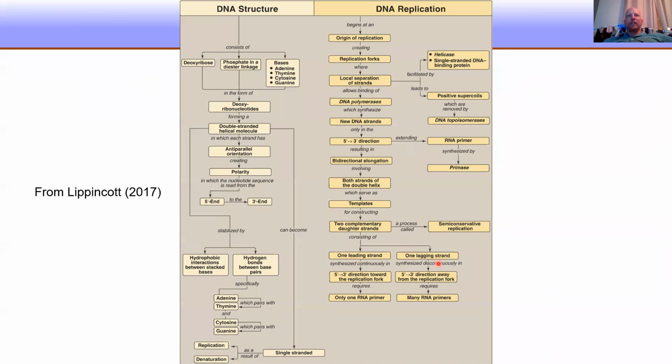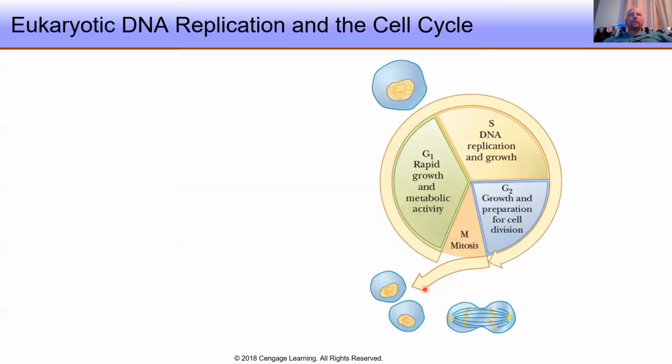We have a leading strand and a lagging strand, which is synthesized differently. The leading strand is synthesized continuously in the 5' to 3' direction. We only need 1 RNA primer for that. Whereas the lagging strand is made discontinuously in Okazaki fragments in the same direction, but away from the fork. And for this, we actually need many RNA primers. So, a useful summary for you.